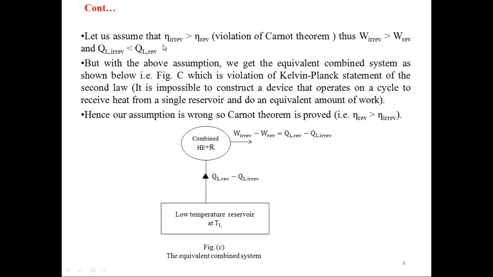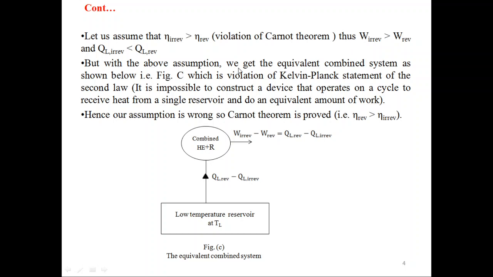Let us assume that efficiency of irreversible heat engine is greater than efficiency of reversible heat engine. This is the violation of Carnot theorem. Thus, W irreversible will be greater than W reversible, and QL irreversible will be less than QL reversible.